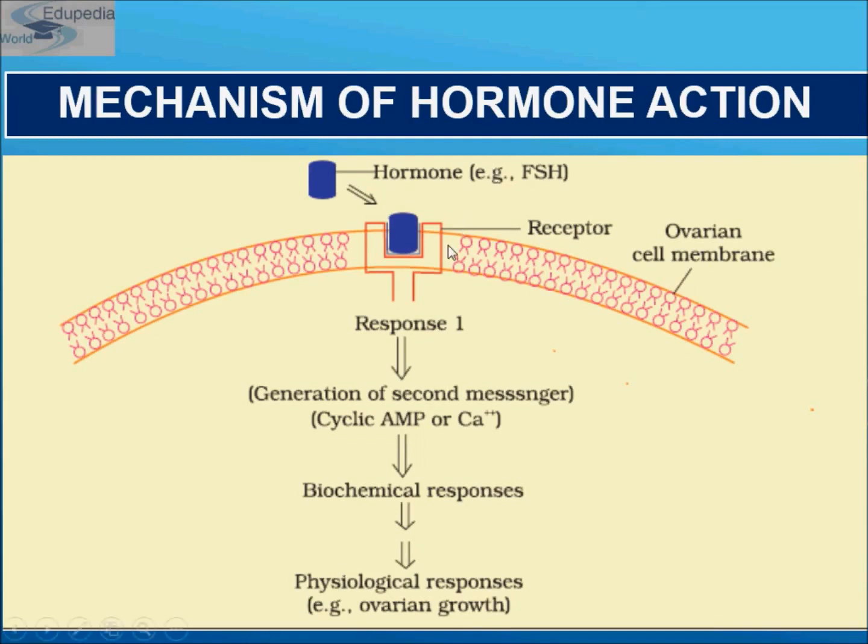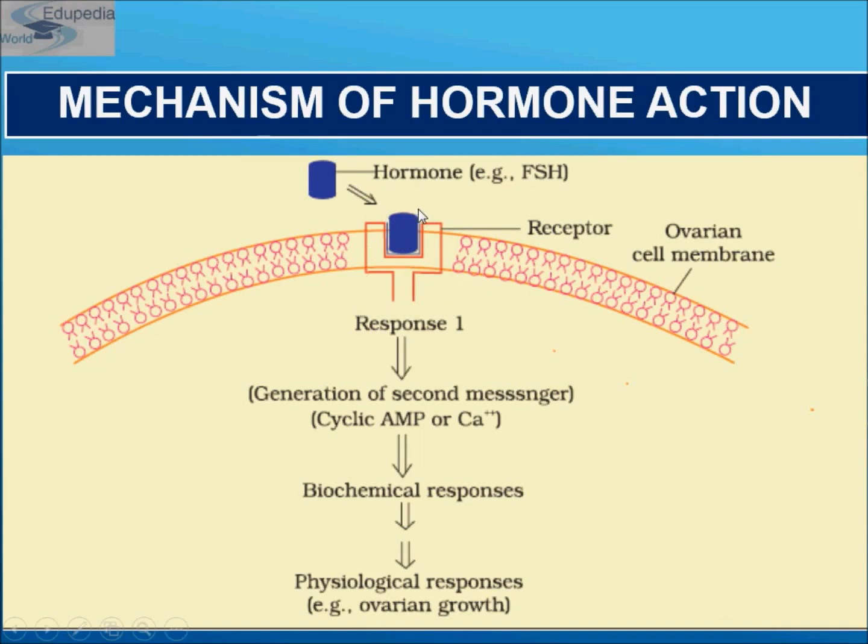The receptor molecule, which is this one, is usually a glycoprotein located either on the plasma membrane of the cell or inside the cell in the nucleus. Am I clear, students, that this is the receptor molecule? It is usually made up of glycoprotein, located either on the plasma membrane of the cell or inside the cell in the nucleus. A specific receptor binds with the specific hormone to form a hormone receptor complex. So this is your hormone receptor complex, in which the hormone binds with the receptor. So this is your entire hormone receptor complex.